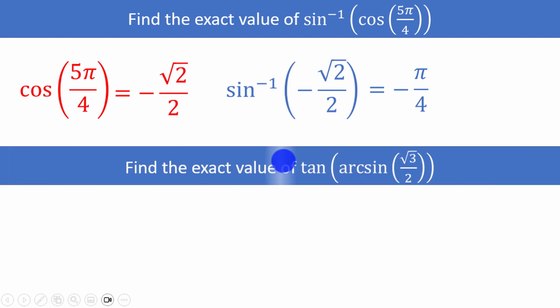Okay? So how about this one? How about the exact value of tangent of inverse sine, or arc sine, of square root 3 over 2?